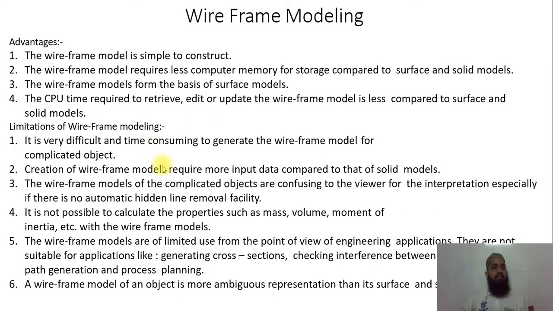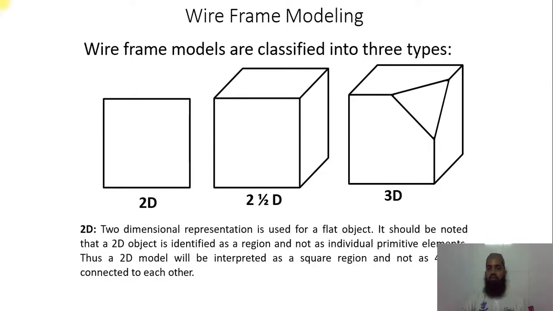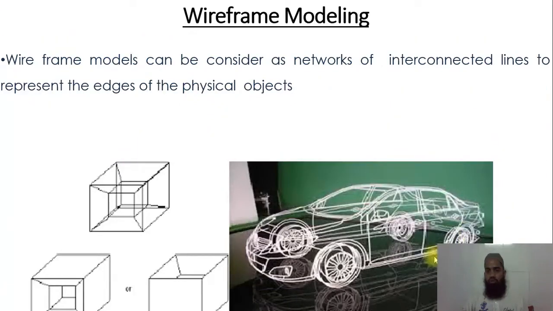After that we have the disadvantages, the limitations of wireframe modeling. The first limitation: it is very difficult and time consuming to generate a wireframe model for a complicated object. It is really very difficult, because a complicated object requires a huge amount of time to generate. You can see here we have an object, just a minute, this object you can see, this is a very complex object.